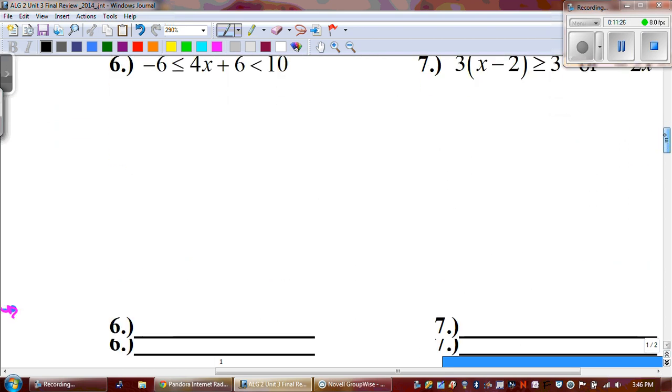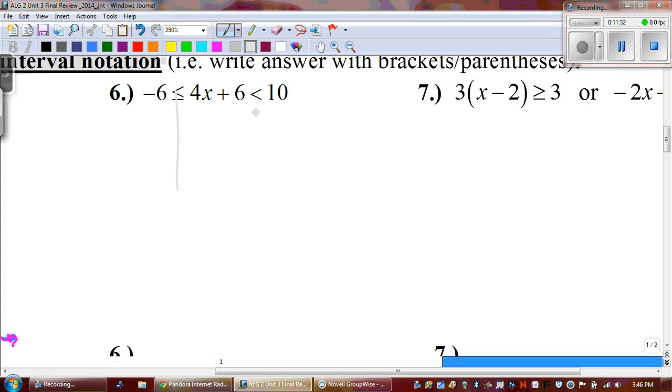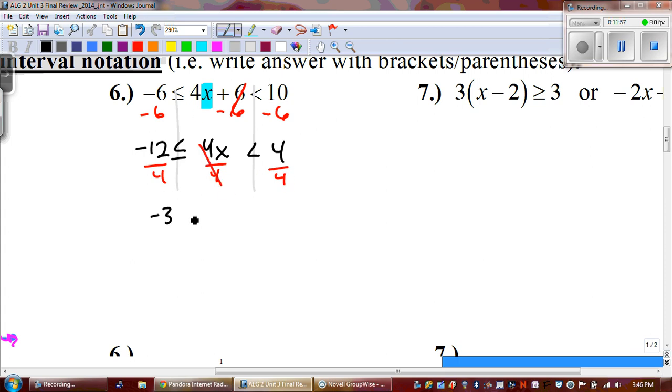All right, so for number 6, once again, we draw the line, but now we have 2 inequalities, but I still want to solve for x. So I'm going to subtract 6 from all the sides. Negative 6 minus 6 is negative 12. 10 minus 6 is 4. To get the x by itself, I have to divide everything by 4. And we have negative 3 is less than or equal to x, which is less than 1.